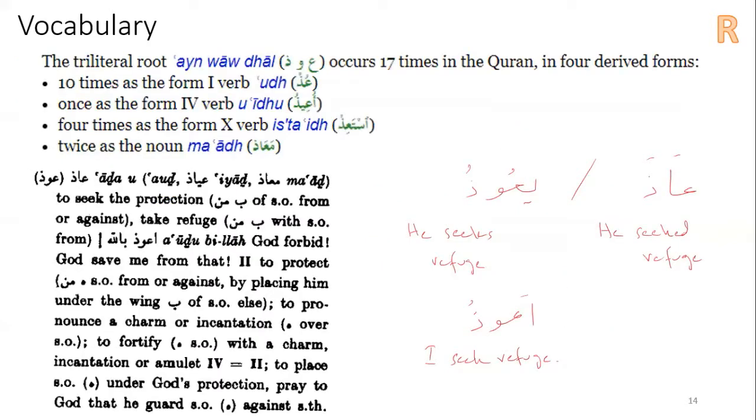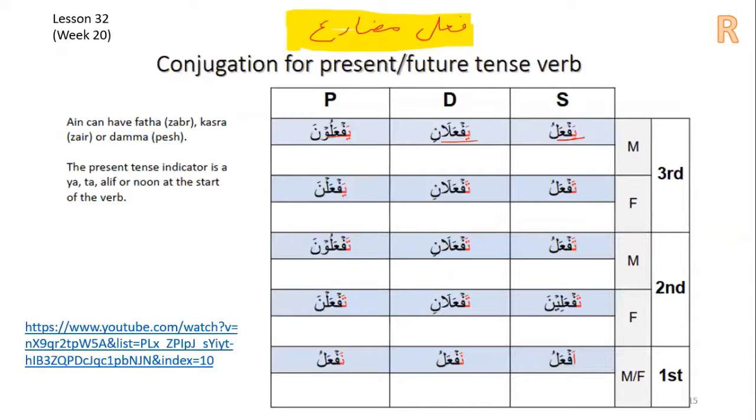Next was aza ya'uzu, and a'uzu as referred to in the surah, which means I seek refuge. And in case one tends to forget the conjugations for fi'l mudari, these are given here in the table and can be looked up as well. So af'ala is being referred to over here.